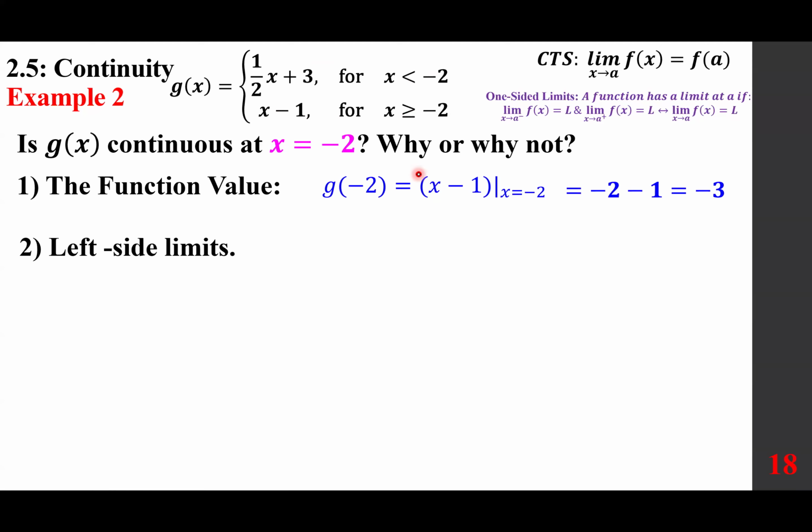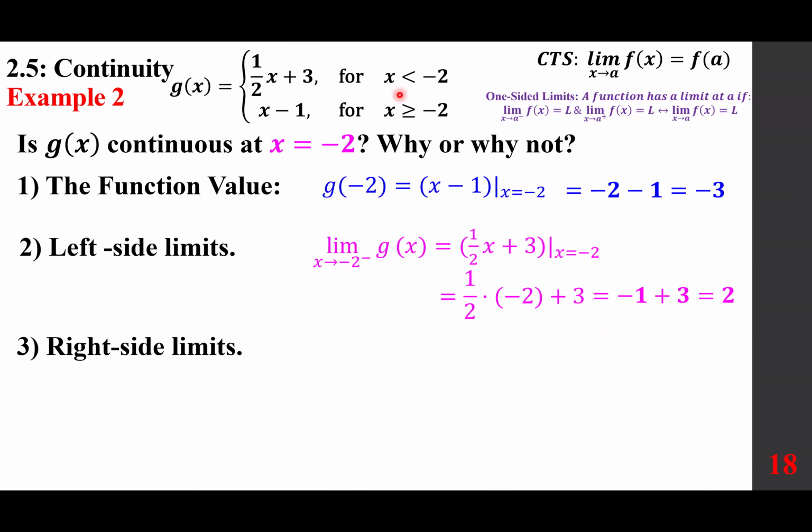The left side limit, so we're going to look at the less than piece, the top piece. So 1/2 x plus 3, x equals minus 2. The limit of g of x as x approaches -2 from the left. That means 1/2 of x plus 3 evaluated at x equals -2. That gives us -1 and 3 equals 2.